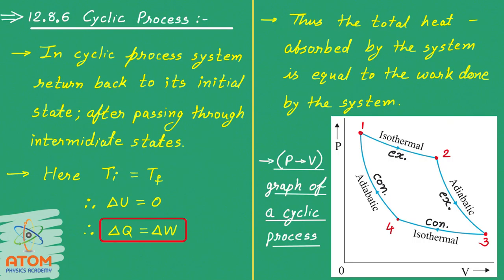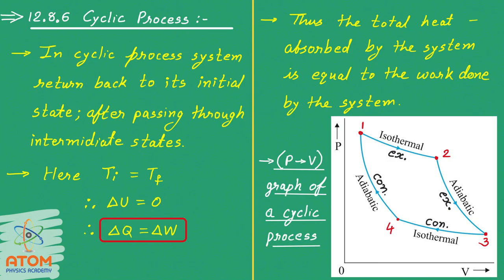Finally, let's see topic 12.8.6, that is cyclic process. In cyclic process, the system returns back to its initial state after passing through many intermediate states. Means a cyclic process is such a process in which the system passes through many intermediate states, but finally it returns back to the initial state itself. Means if the initial pressure, volume and temperature of the system were P1, V1, T1, then finally also its pressure, volume and temperature become P1, V1, T1.